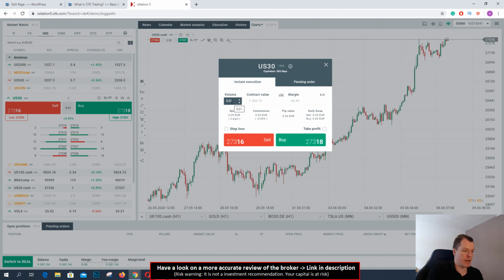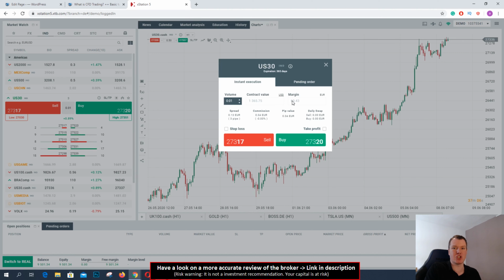That means if I buy or sell 0.01 volume, my contract value is $1,300. This is the contract value, okay? And what I need for it is called margin. Here, I only need $60 for trading $1,300. This is because of the leverage. The leverage multiplies the margin and shows me the contract value.